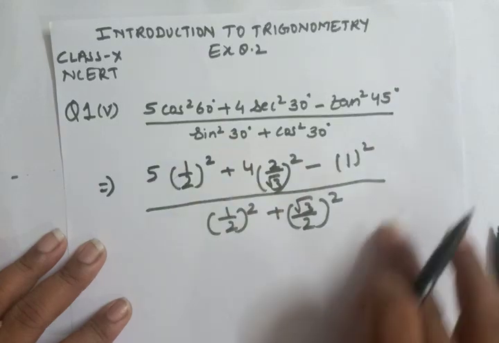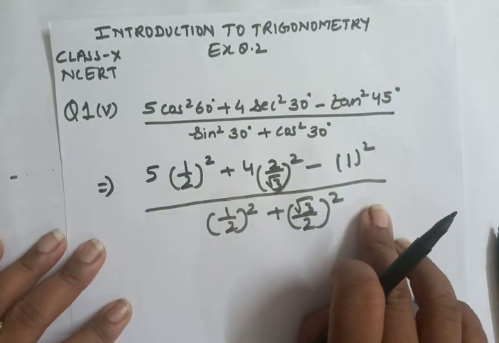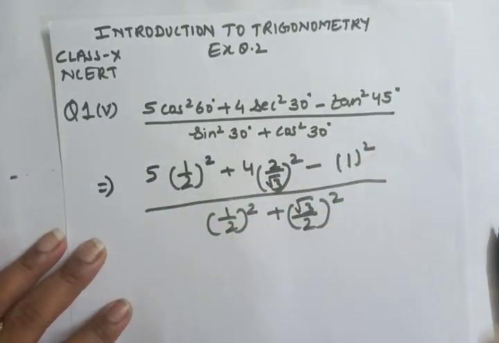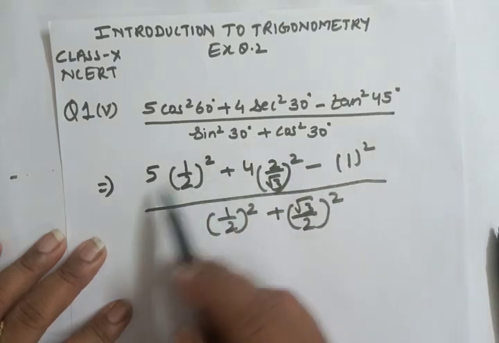If the question comes for 2 marker, this equation will become only 1 mark. Yes, so it is for 1 mark.